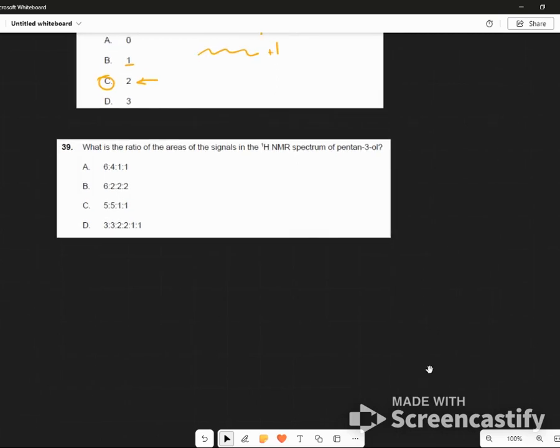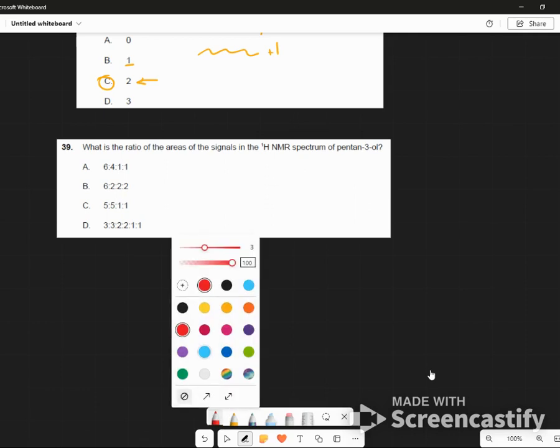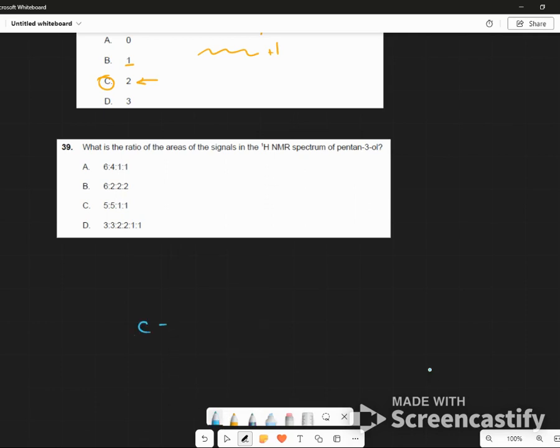What's the ratio of the areas of the signal of proton NMR in pentan-3-ol? I'm going to draw pentan-3-ol, and I want you to try and guess the answer, Janet. Pentan-3-ol: 1, 2, 3, 4, 5 for pentane. There's an OH there.